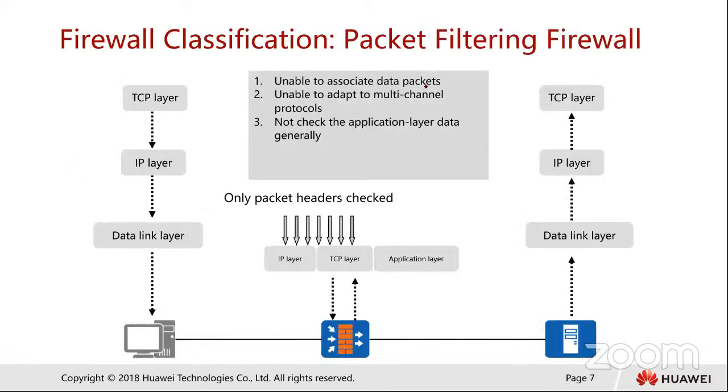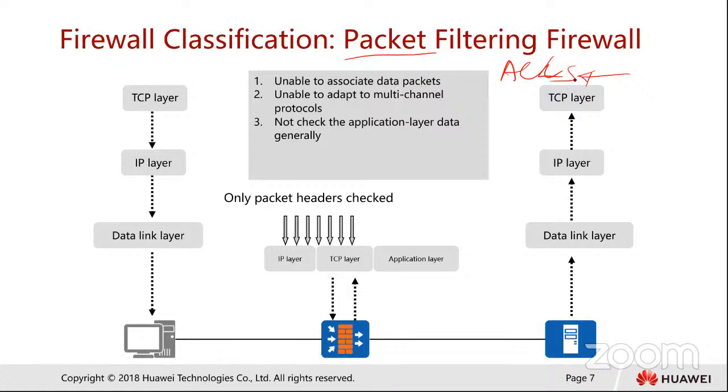So, classification by packet filtering. Packet filtering checks each packet at the network layer and forwards or discards packets based on the security policies. The basic principle of packet filtering is to configure our ACLs. Who is familiar with ACLs? To configure our ACLs to filter data packets based on source or destination IP address, port number or identifier, and packet transmission direction in the data packet. So this is basically packet filtering.